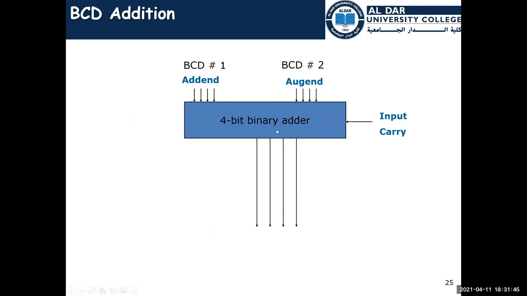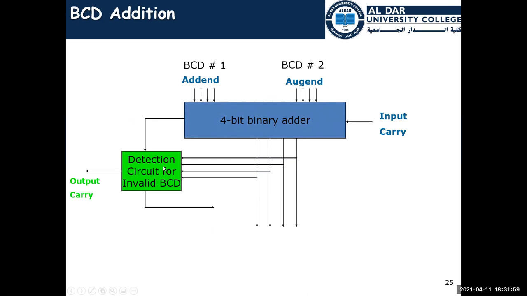We have the normal 4-bit binary adder, like the ripple adder that we have studied before. The addend and the augend are added to give the result, with an input carry. We have to check whether the result is invalid or not. According to this detection circuit, we either add 0 to the result or add 6 to the result. If the result is greater than 9, we have to add 6. If the result is not greater than 9, there is no need to add anything, or you can add 0.